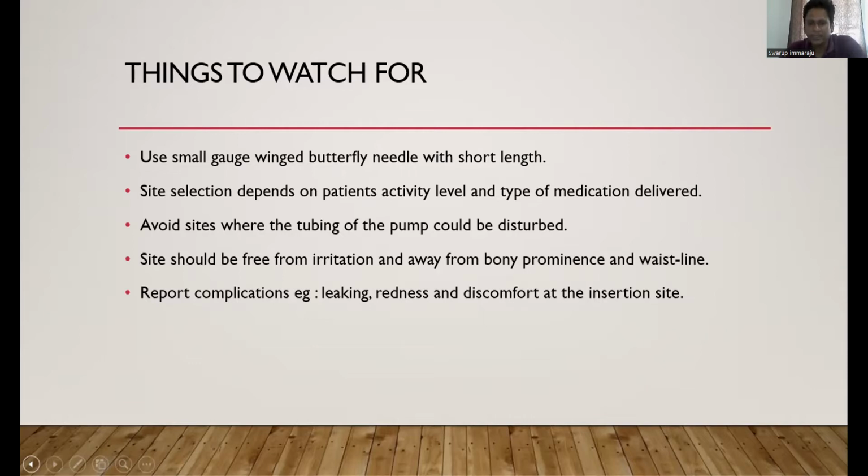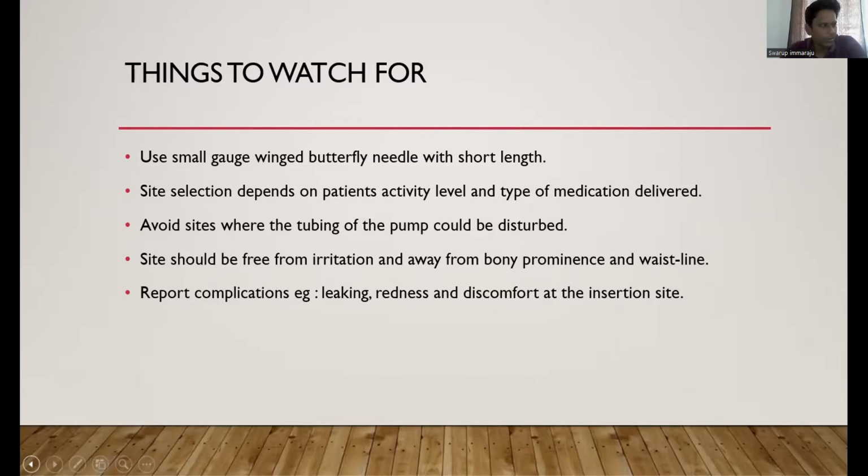The site selection depends on the patient's activity levels and the type of medications delivered. If a lot of infusions have to be given, then the abdomen is a better site, and both bilateral lumbar sites are the most preferred. Small volumes of injections can be given when the port is placed over both sides of the chest or below the deltoid.